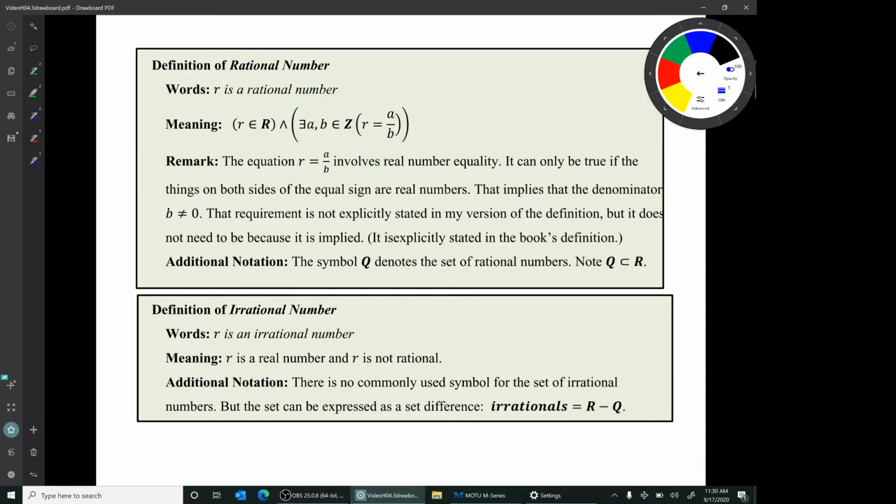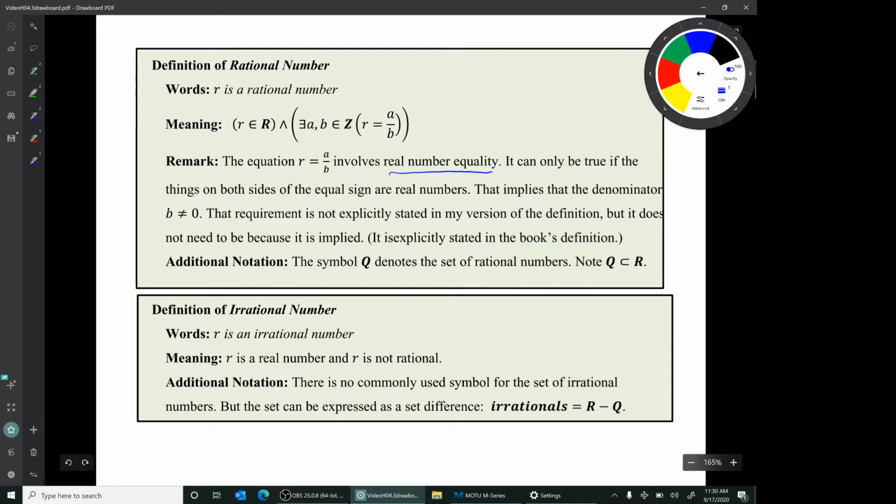Now, I'm going to remark on the difference between this presentation of the definition and the book's presentation. This equation, R equals A over B, involves real number equality. It can only be true if the things on both sides of the equal sign are real numbers. That means that the denominator B has to not be zero. That requirement is not explicitly stated in my definition, but it does not need to be because it's implied. The only way that this equation can be true is when B is not equal to zero. The book's definition does explicitly state that.